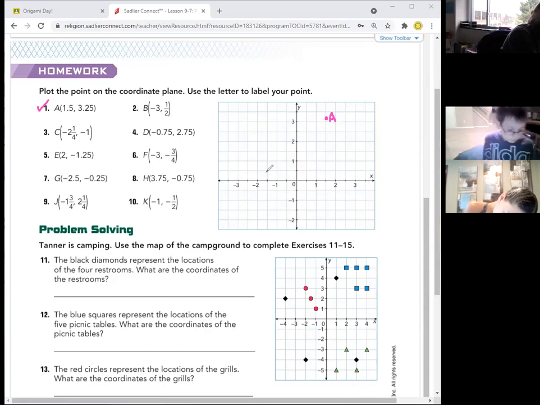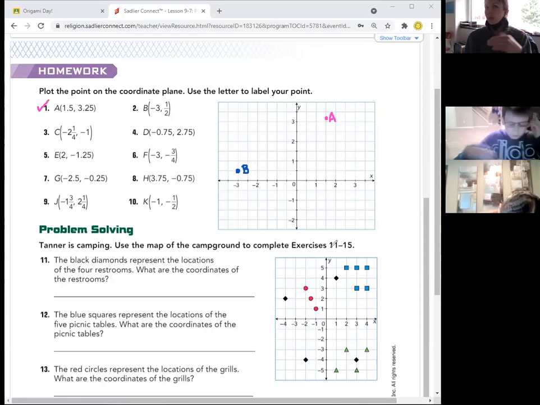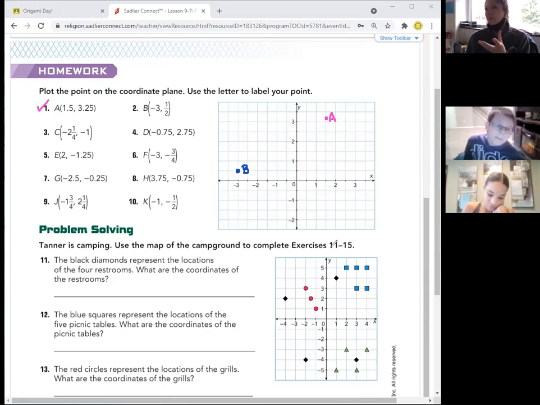Done. How about B? Where is B located? What quadrant? Quadrant 2, right? Because you're going to have a negative X value and then a positive Y value. So it should be right about there. Everyone labeled that one B. Getting the hang of this? This is similar to that Easter Bunny coordinate plane thing we did a while ago, but the numbers are a little more difficult because they're fractional or maybe decimal values.